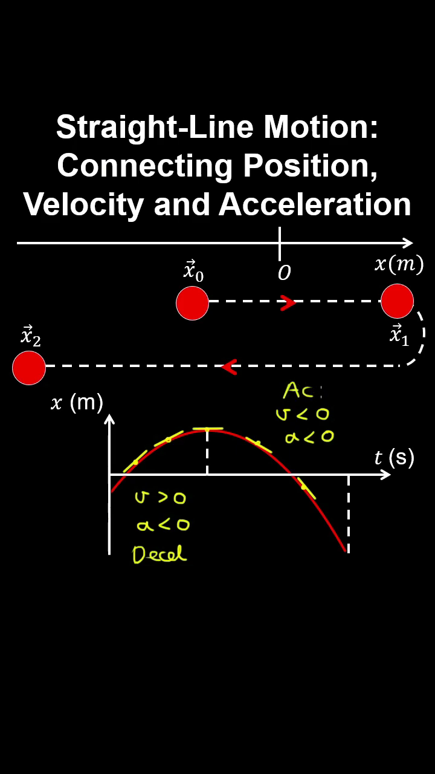And in this interval, from x1 to x2, the particle is accelerating, because the velocity is in the same direction as the acceleration, which is negative or west or to the left.